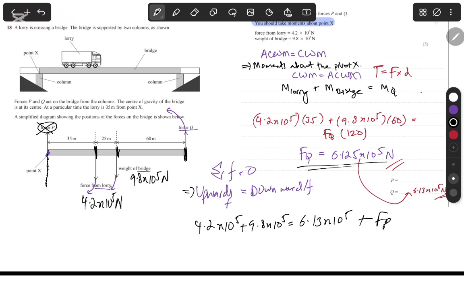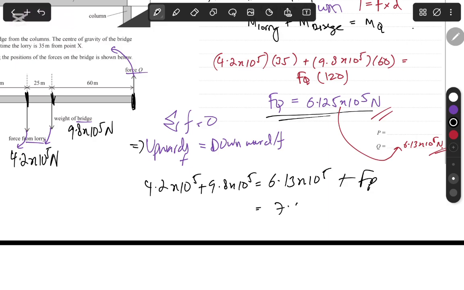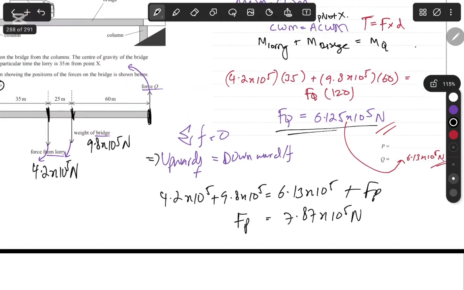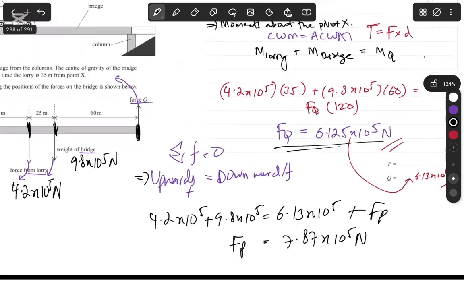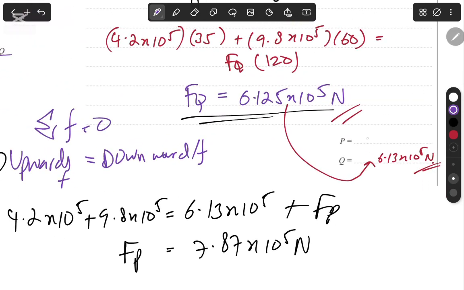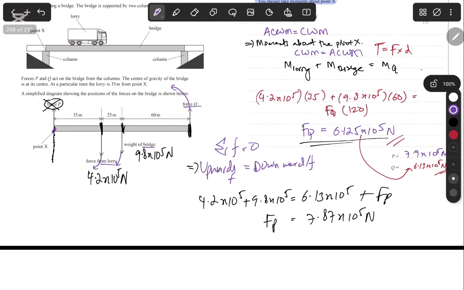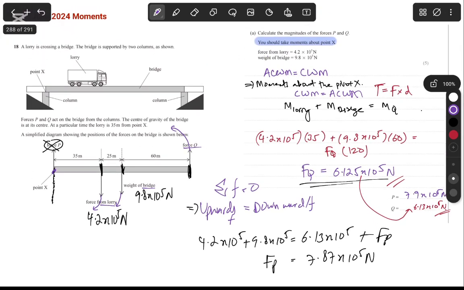The force P. Okay. So we find the force P now. So we're going to get the final answer 7.87 times 10 to the power of 5 newtons, which is going to be the value for the force acting at P. Force P. So we're going to write it as 7.9 times 10 to the power of 5 newtons. Alright, so these are the forces acting, force P and Q. This was a pretty decent question.